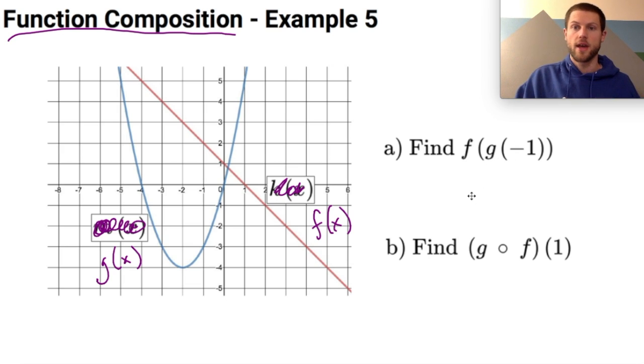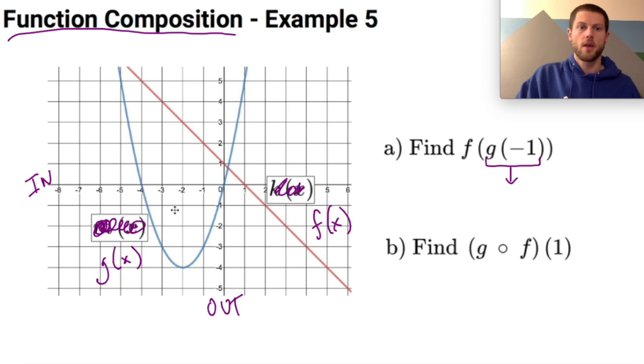And I don't need to have an equation. I can just use these graphs. All I need to do is remember that my inputs are my x-axis and my outputs are my y-axis. So let's work from the inside outwards to find what f of g of negative 1 is. Let's begin by finding what g of negative 1 is. And to do that, I look at my graph. Here's my function g of x. And I need to look for where the input is negative 1 and find what my output is. So that output is negative 3.